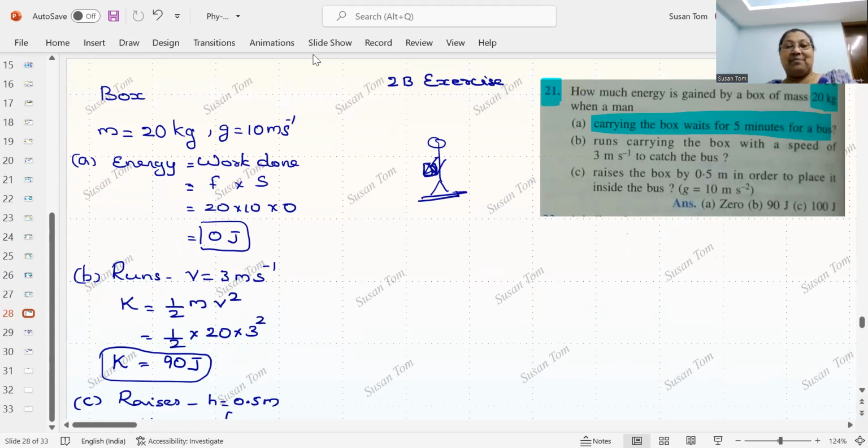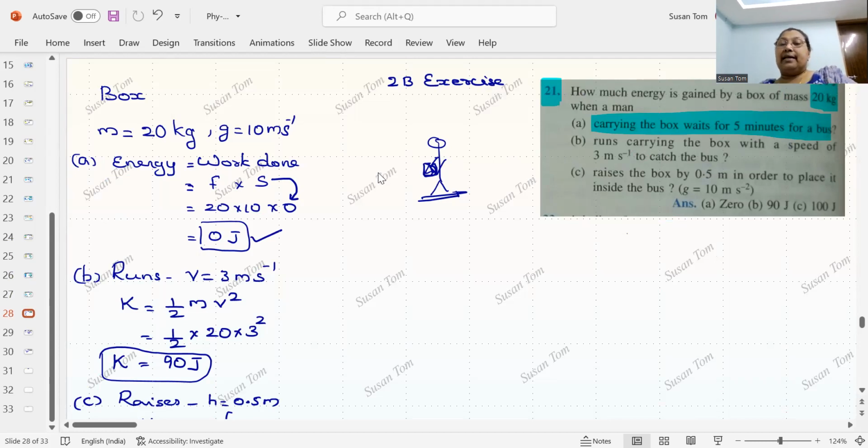There is no displacement. There is no movement of the bag. So the displacement is 0. This term displacement will be taken as 0. That's what you do. Work done is F into S. F is mass into acceleration due to gravity, 20 into 10, but into 0 will make it 0 joules.